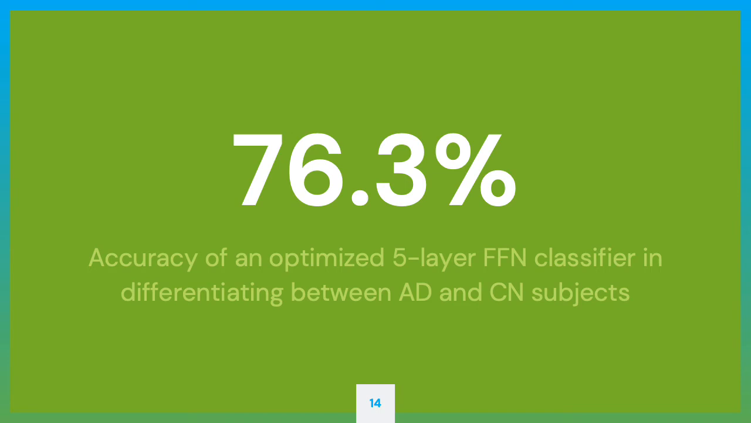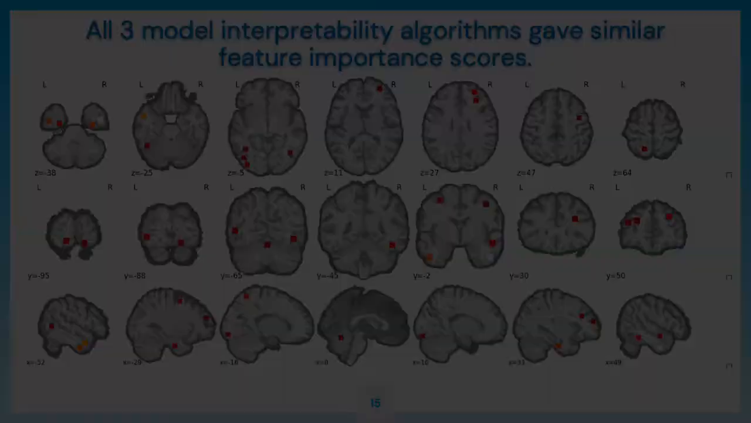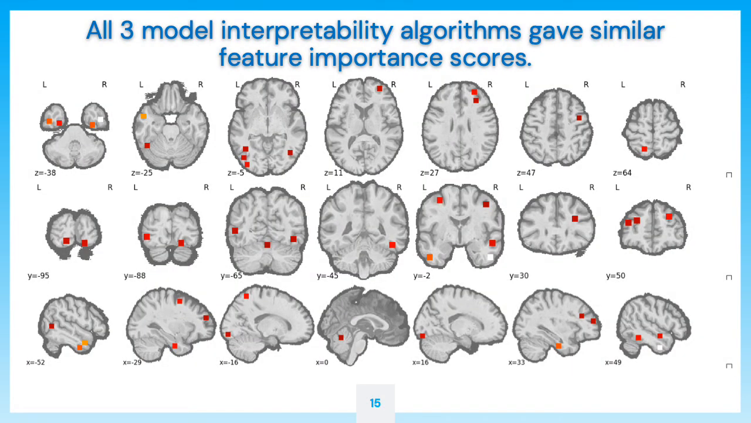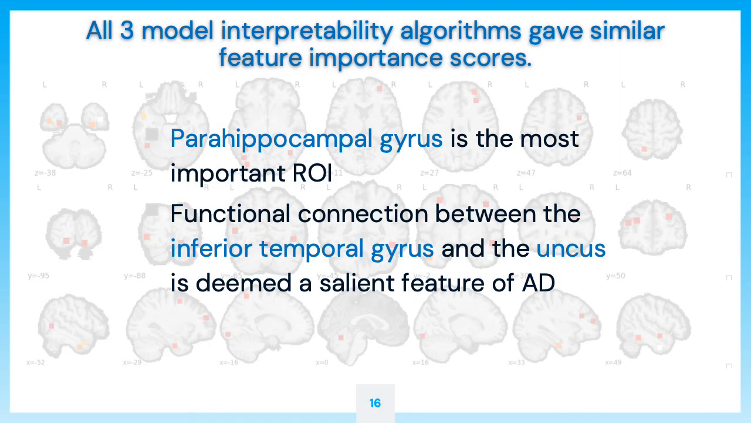Lastly, I'll talk about the results obtained. Using an FFN model with 3 hidden layers, we obtain an accuracy of 76.3%. We ran the 3 model interpretability algorithms on the trained model and obtained similar feature importance scores. All 3 algorithms attributed the highest importance score to the parahippocampal gyrus. The functional connection between the inferior temporal gyrus and the uncus is also deemed the most important connection.